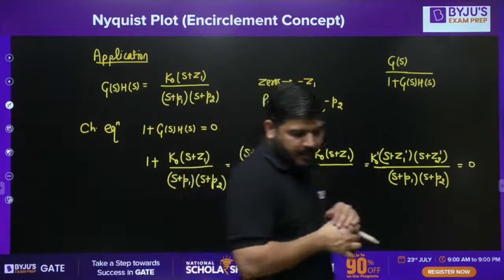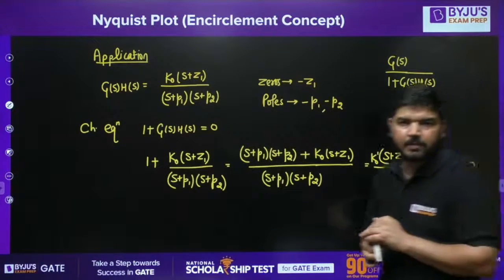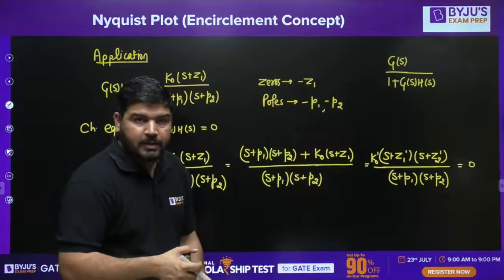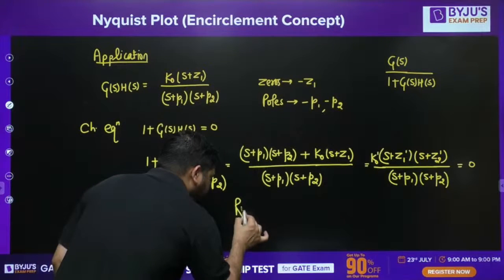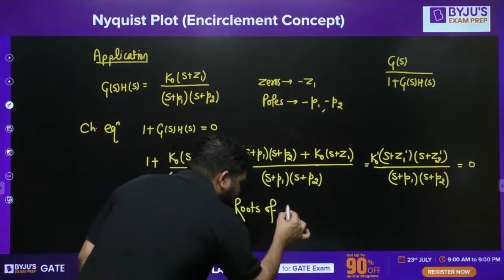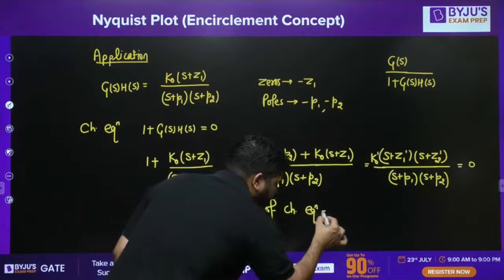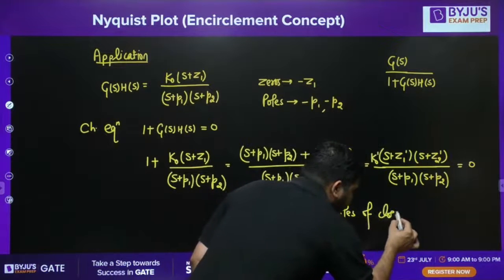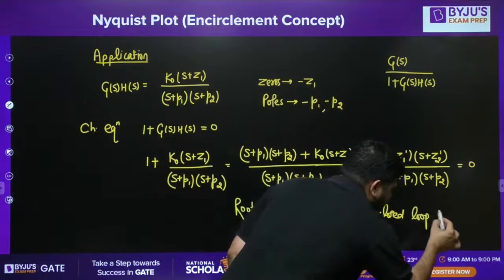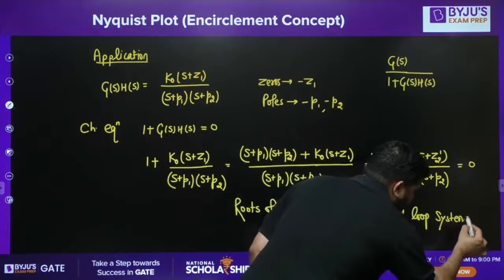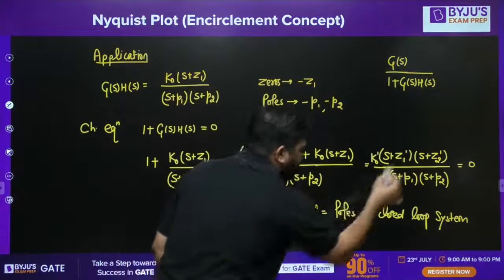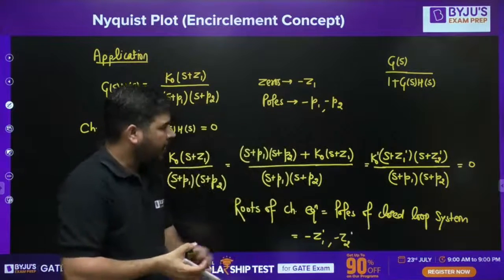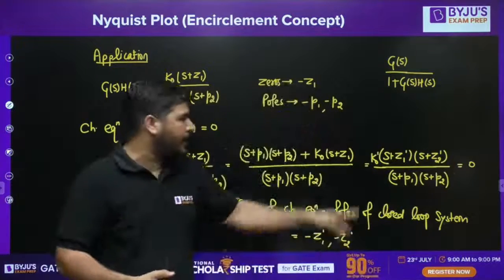And we know that the roots of the characteristic equation are the poles of the closed loop system. Now, can you find the roots of the characteristic equation? Yes, we can. Tell me, what are the roots of the characteristic equation, or you can say the poles of the closed loop system? So the roots of the characteristic equation, or poles of the closed loop system, are minus Z1 prime, minus Z2 prime. If you put it equal to 0, then the value of S will be minus Z1 prime and minus Z2 prime.